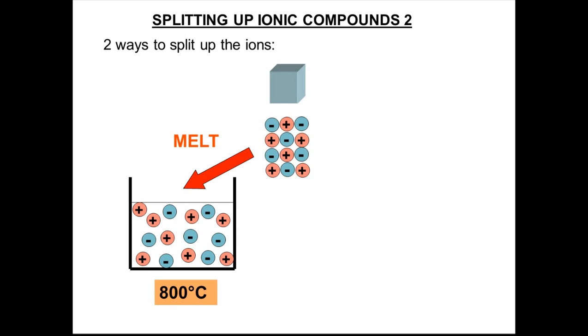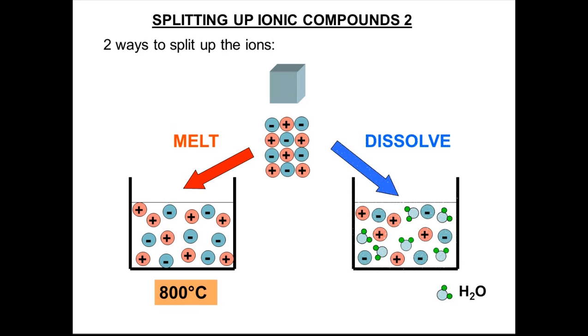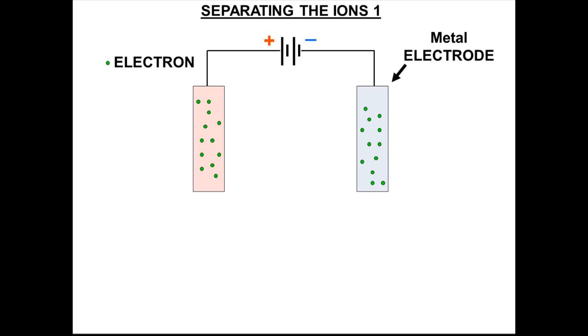A far easier way of splitting up these ions is to dissolve them in something like water, and you can do that at room temperature, 20 degrees centigrade, and it'll dissolve nicely, they'll dissociate. So let's have a look at how we separate these ions. First of all, let's have a look at this structure we've got here in front of us.